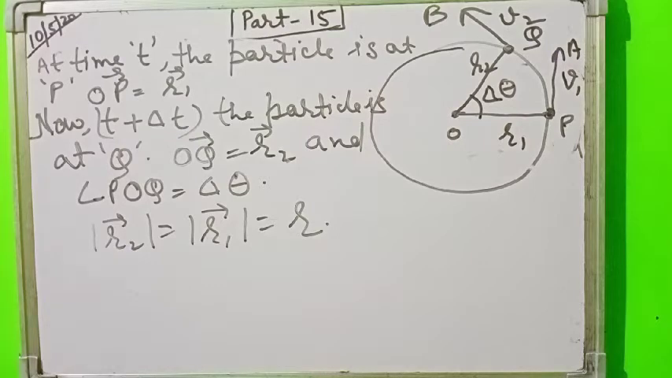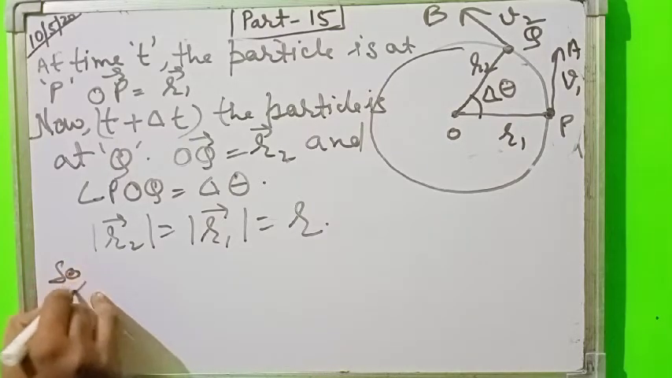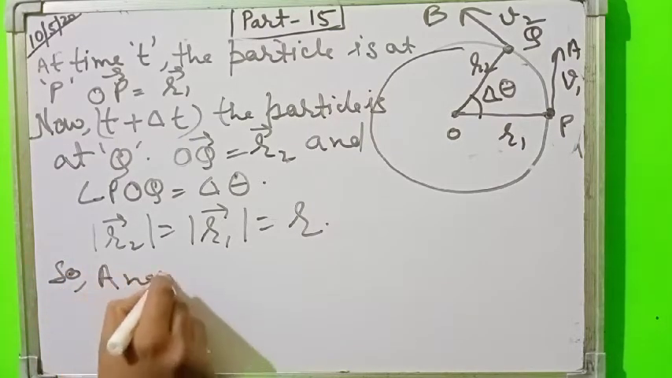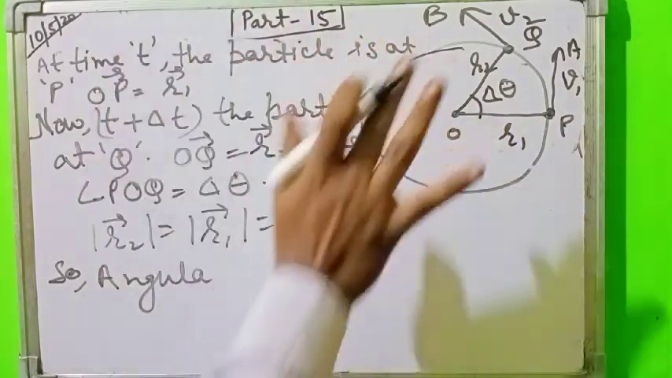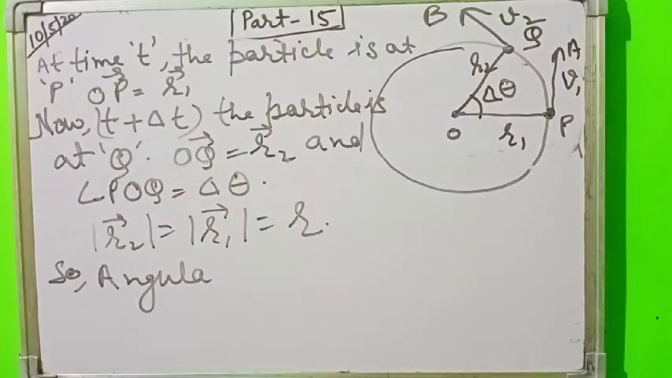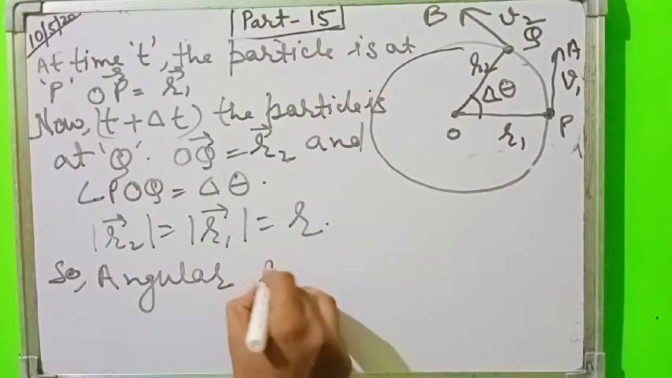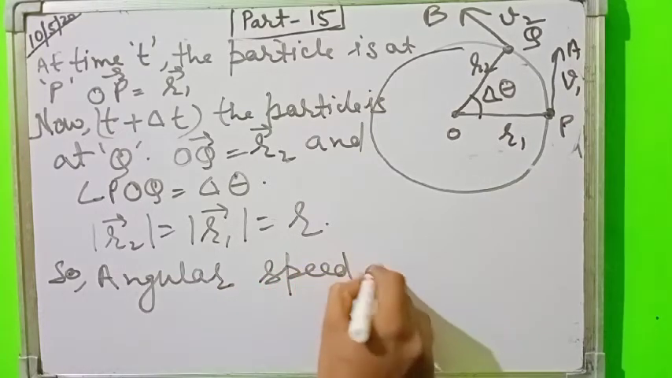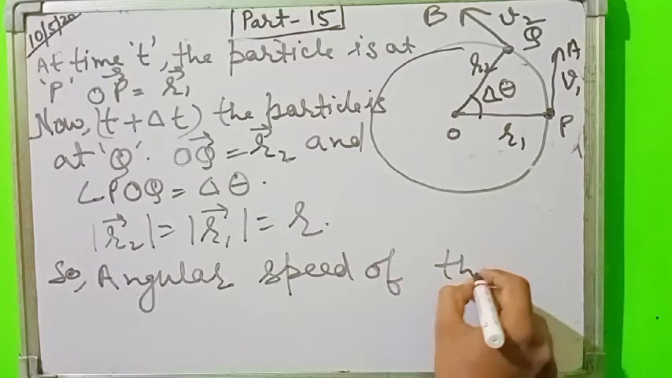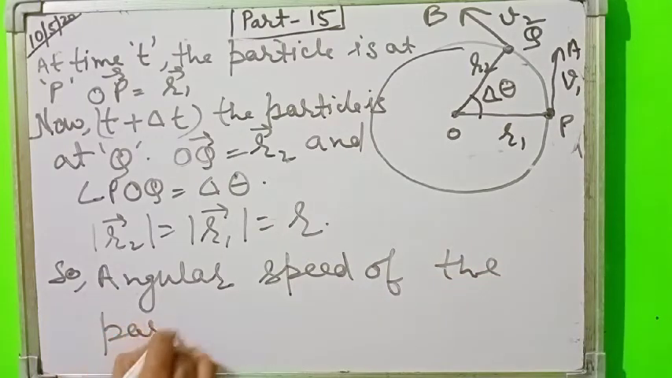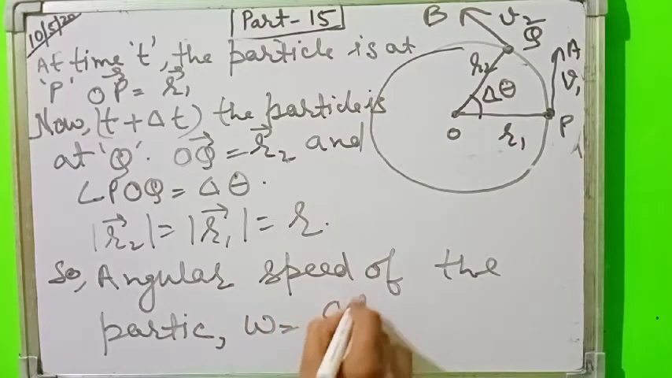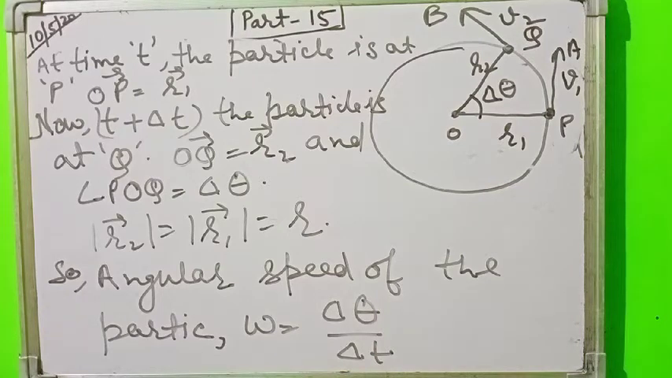Now, angular speed of the particle. I think these things are clear to you. These are just the introductory part of this circular motion. So the angular speed of the particle, which is denoted by omega, is delta theta upon delta t. This is the angular speed.